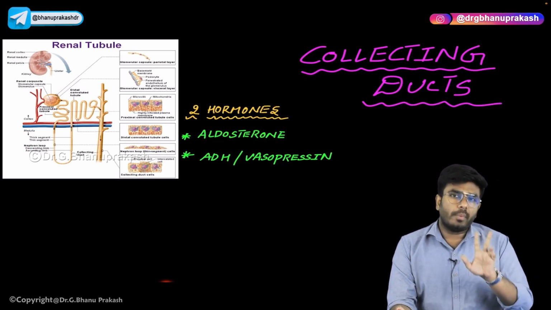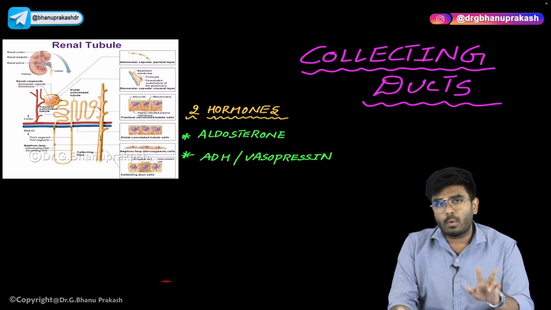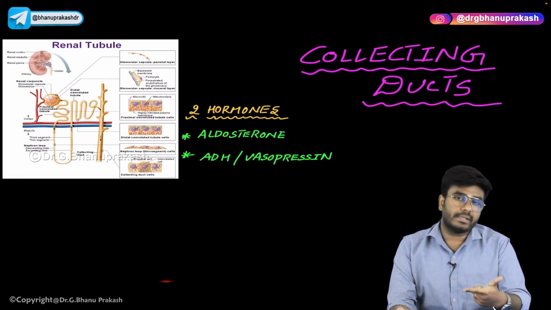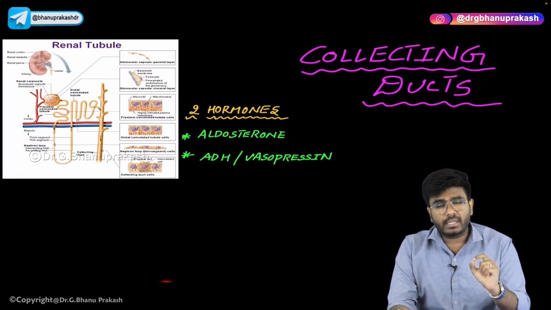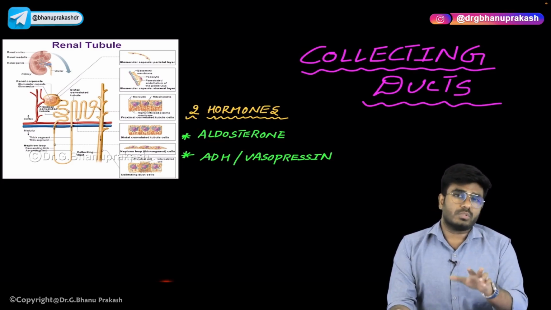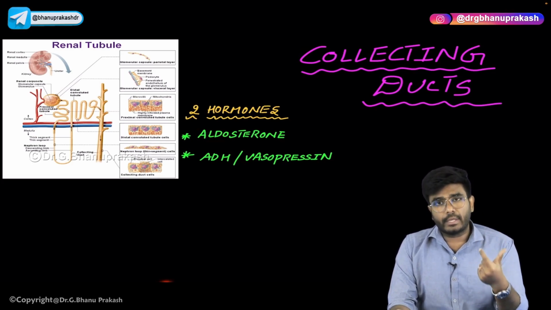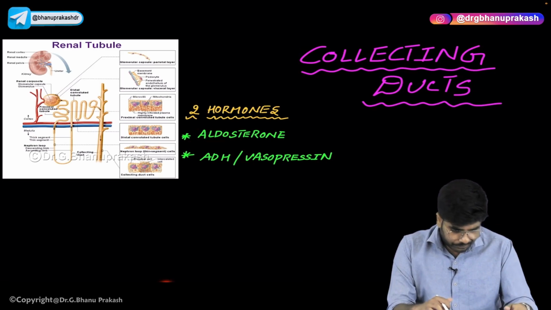It's simple. How many types of cells are there? Two different types of cells. What are they? Principal cells and intercalated cells. What are the hormones which act on the collecting ducts? Two different types of hormones. What are they? Aldosterone and antidiuretic hormone, also called vasopressin.